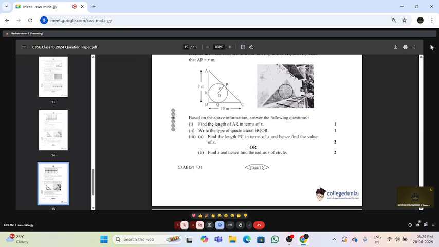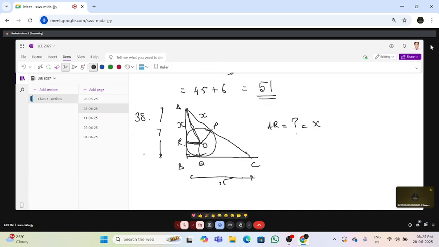Write the type of quadrilateral BQOR. Let's complete that BQOR. So you see that BQOR. What type of quadrilateral is this?